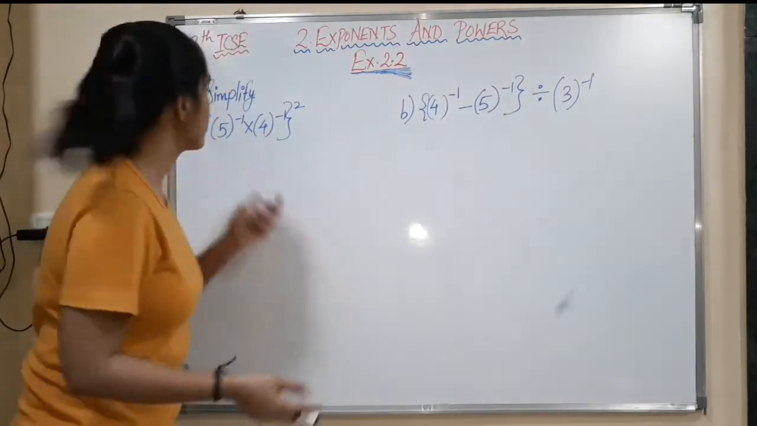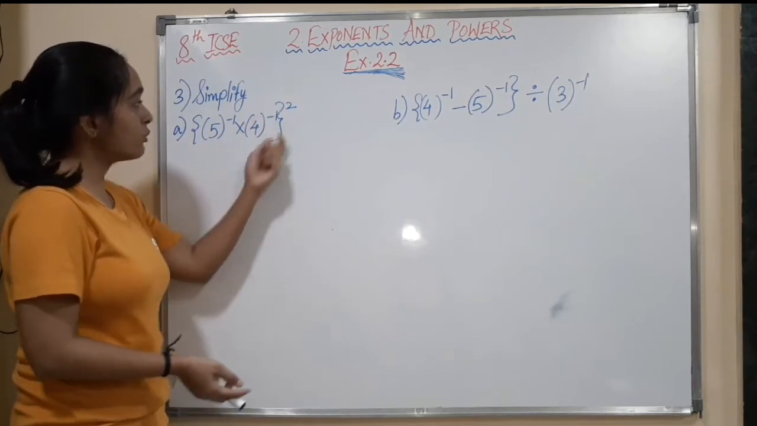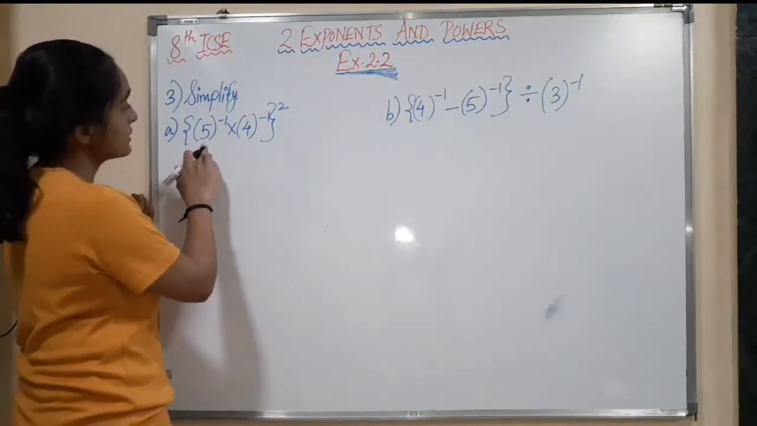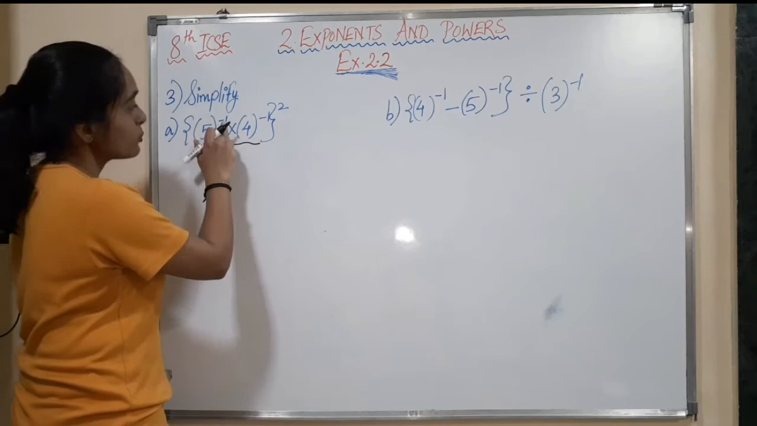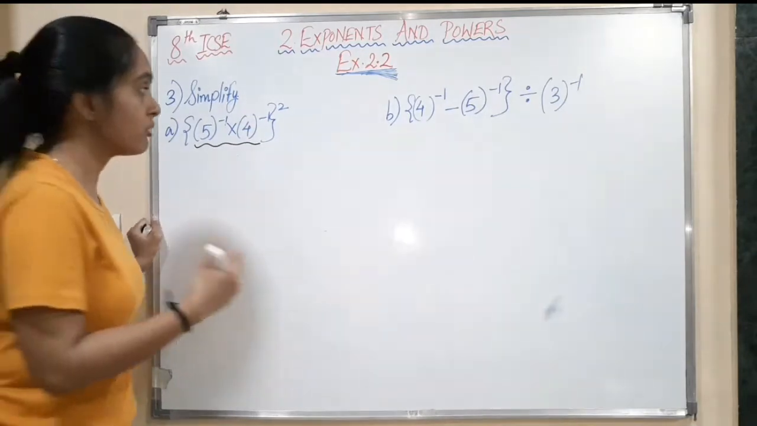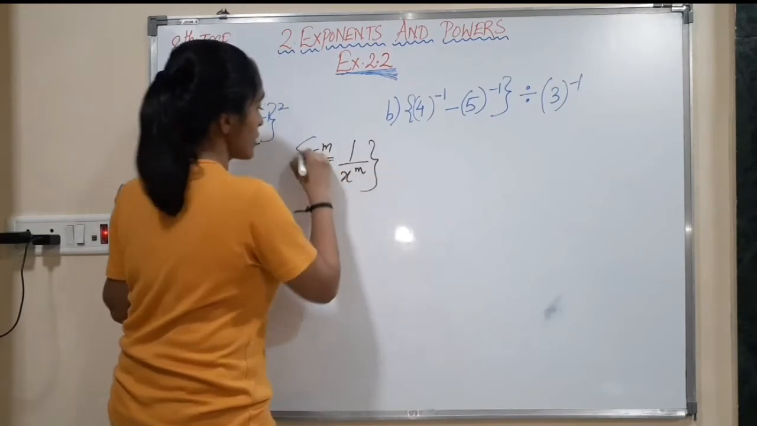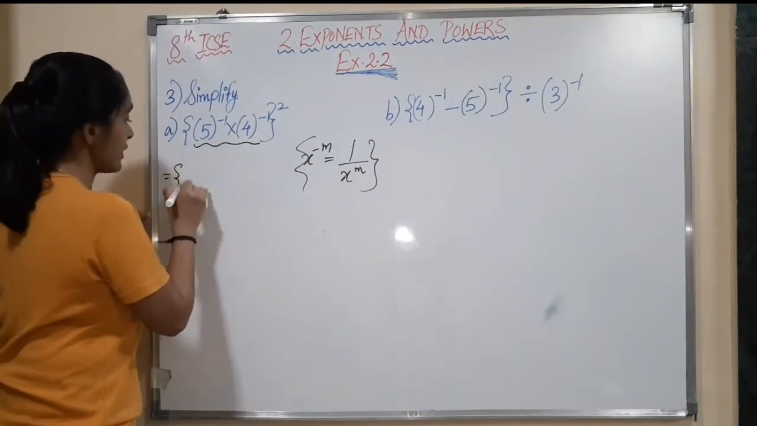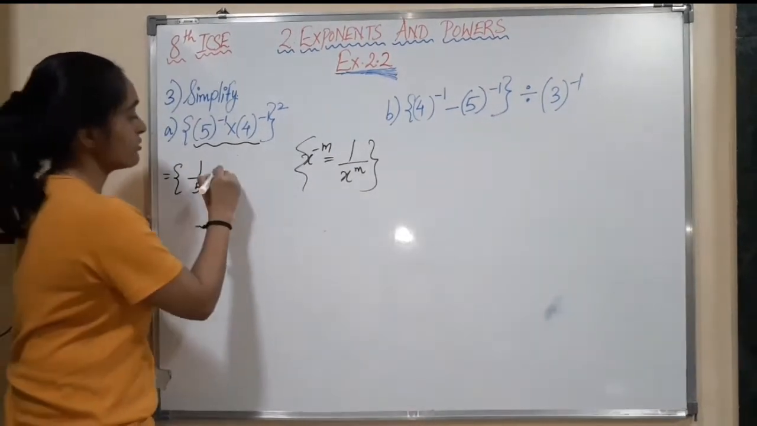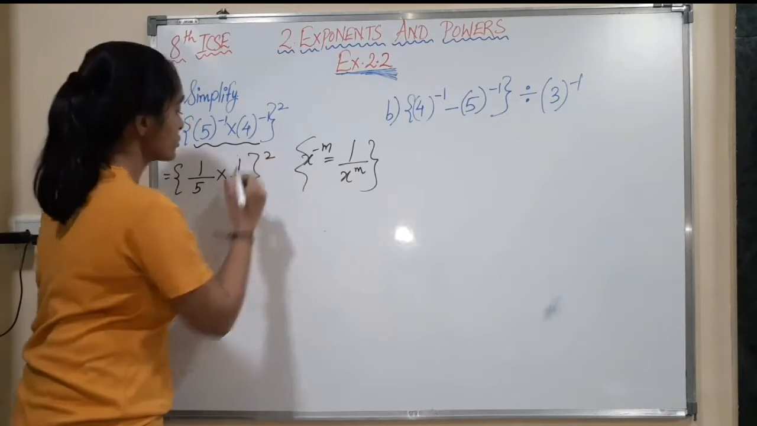The third question is simplify 5 raised to minus 1 multiplied by 4 raised to minus 1 and the whole raised to 2. So first we have to solve the inner bracket. Inside the inner bracket we have 5 raised to minus 1 multiplied by 4 raised to minus 1. Here negative exponents are there, so we will use the law x raised to minus m equals 1 upon x raised to m. So 5 raised to minus 1 will become its reciprocal, 1 upon 5, multiplied by the reciprocal of 4, which is 1 upon 4, and the whole raised to 2.